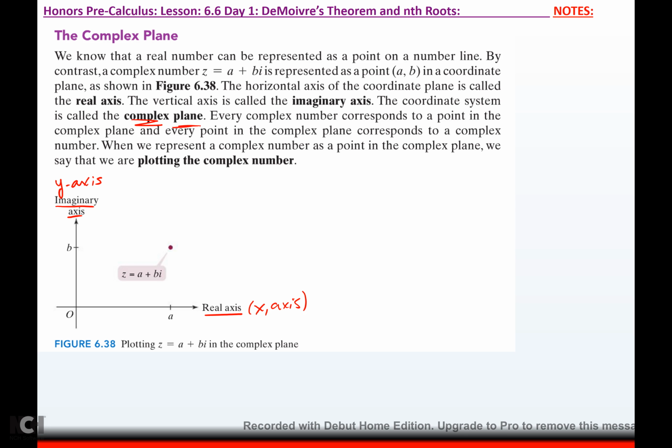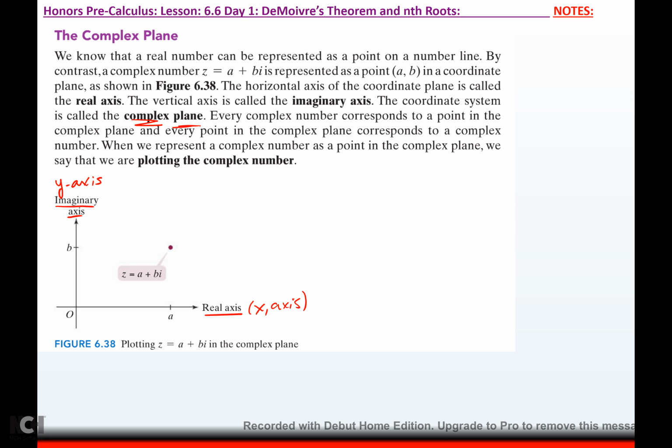Okay, so we've talked about lots of planes. We have the rectangular plane, which is x and y. We have the polar plane. We have the parametric plane. And now we're talking about the complex plane. Every complex number corresponds to a point in the complex plane, and every point in the complex plane corresponds to a complex number. When we represent a complex number as a point in the complex plane, we say that we are plotting the complex number.